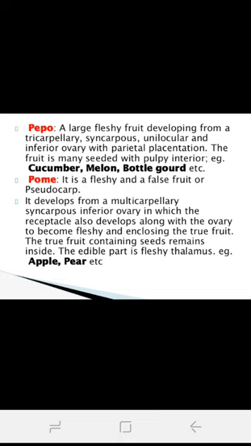But the difference is the outermost skin is somewhat hard. Pome is a fleshy and a false fruit. It develops from a multicarpellary syncarpous inferior ovary. One more important point is here: the receptacle also develops along with the ovary. One example is apple. The true fruit, actually containing the seeds, remains at the inside. When you cut an apple, you can see the centermost part where the seeds are, and its outer small portion, that is the true fruit. All other parts are actually the receptacle. So you can include it into a false fruit, even though that is fleshy.